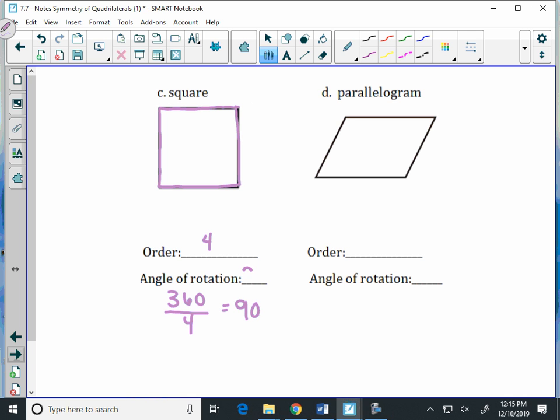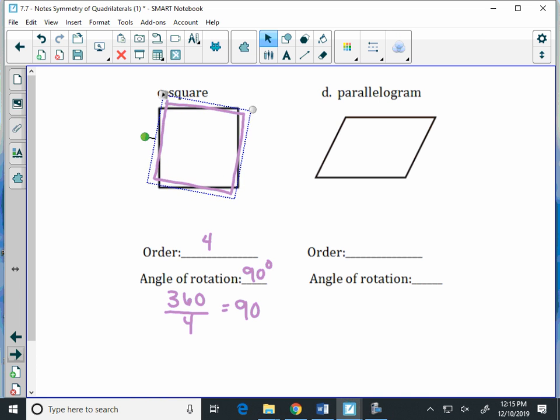90. So every time we rotate it, we're rotating it 90 degrees. There's a 90 degree turn. There's a 90 degree turn. Another 90. Another 90. What if we did 3 90 degree turns? 1, 2, 3. How many total degrees is that? 270. Okay. If we did 2 90 degree turns, how many degrees is that? 180. Keep that in mind for your practice.